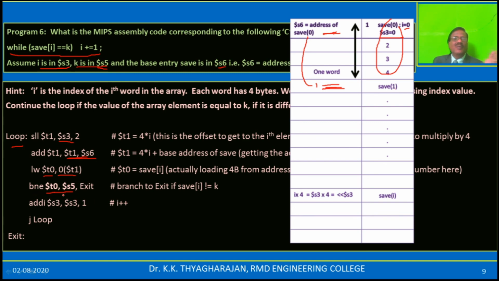Now you bring that word, put it in T0, and compare that with K. If it is not equal, exit. If it is equal, count again. You compare the next one and continue with the loop. When it is not equal to K, the loop will exit. Otherwise, it will be continuously searching in the table.